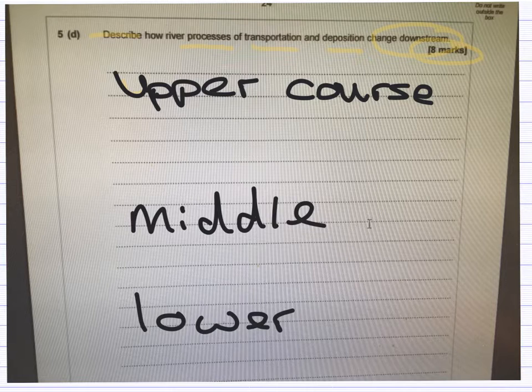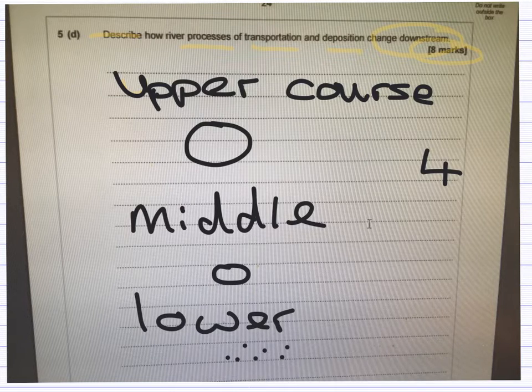And it says describe how the processes of transport. Now transport, remember you have 4 processes of transport. You have traction, saltation, solution and suspension. Deposition, you can just talk about what kind of sediment is deposited. So in the upper course it's going to be the big boulders. In the middle course it will be the smaller rocks and pebbles, and in the lower course it's going to be sand. Okay, and you're going to have more deposition as you go down into the lower course.